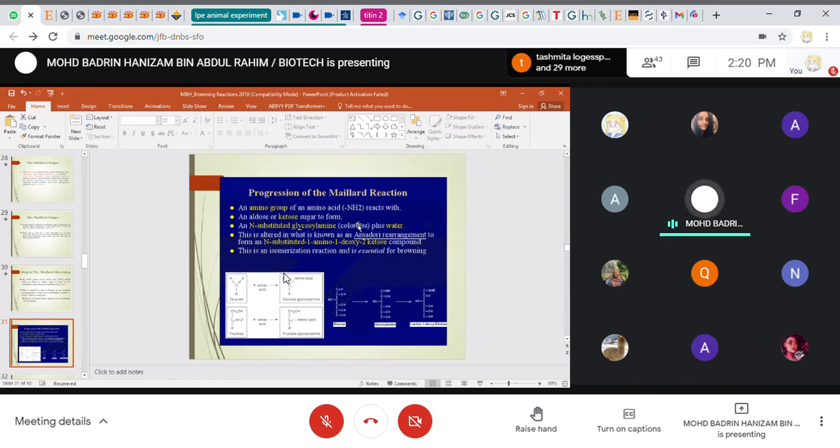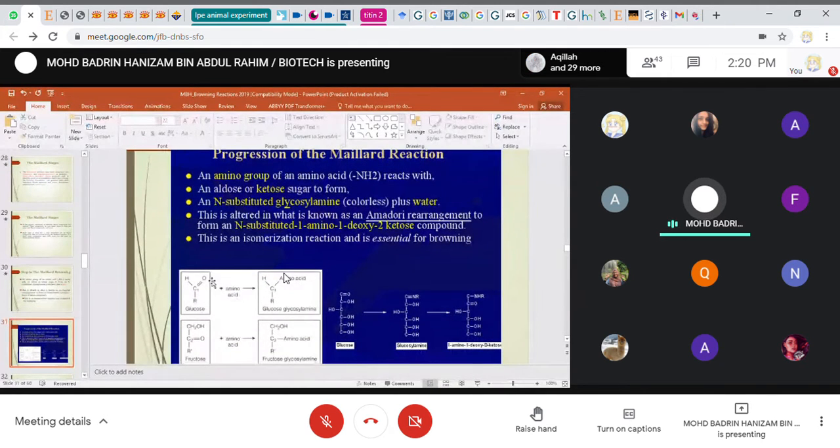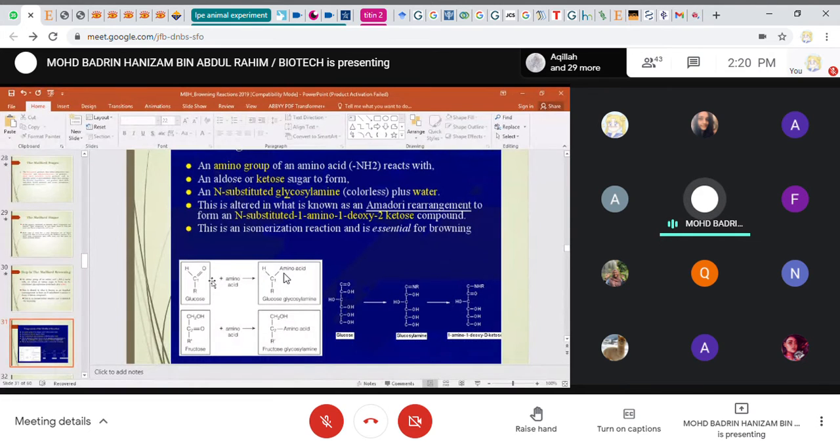All right, what we have here, I think it's the same thing. I just repeat it again. So an amino group of an amino acid reacts with aldose or ketose. Let me make it slightly bigger. So if the reaction starts with glucose, that's a reducing sugar, plus amino acid, you can have glucose glycosylamine or glucosylamine. If you start with fructose, react with amino acids, you can have fructose glycosylamine or fructosylamine.